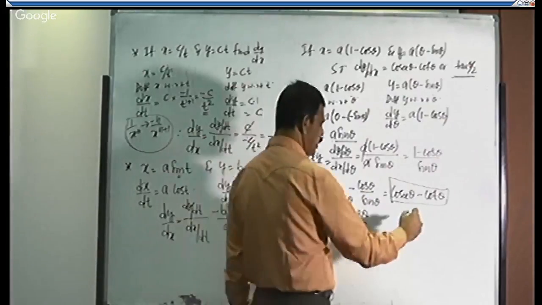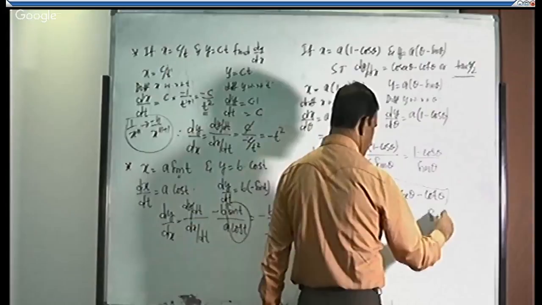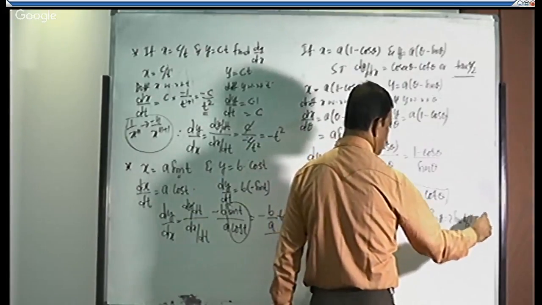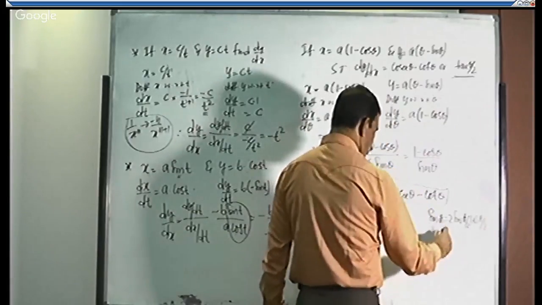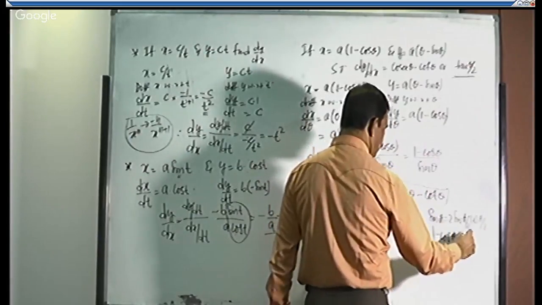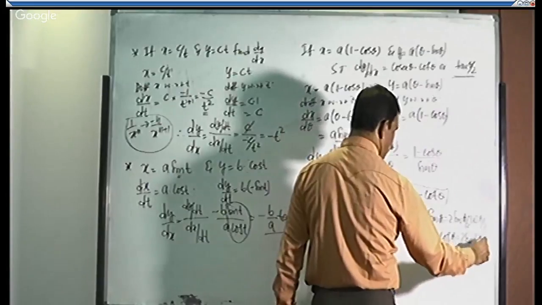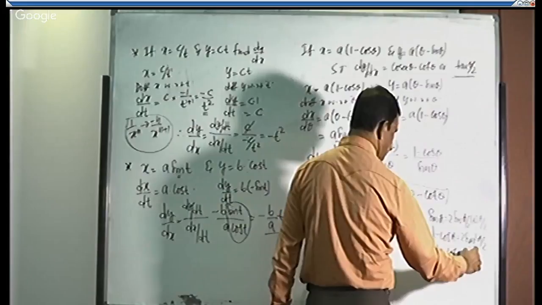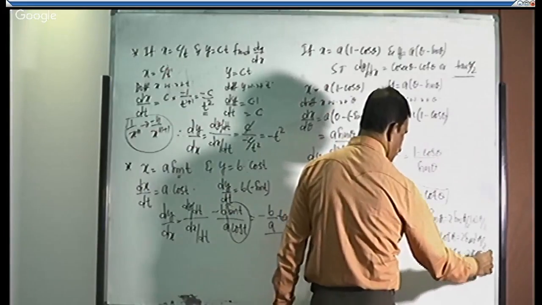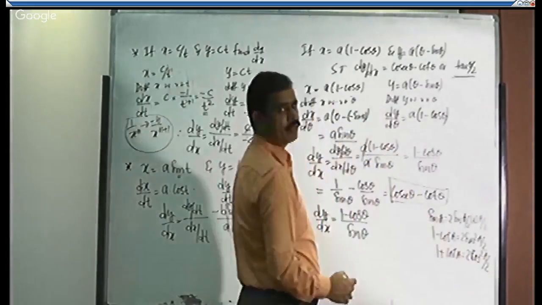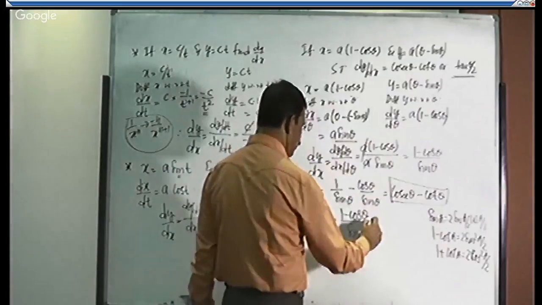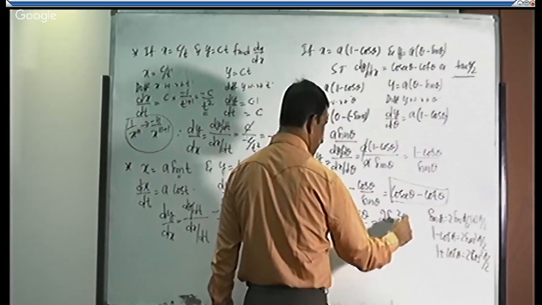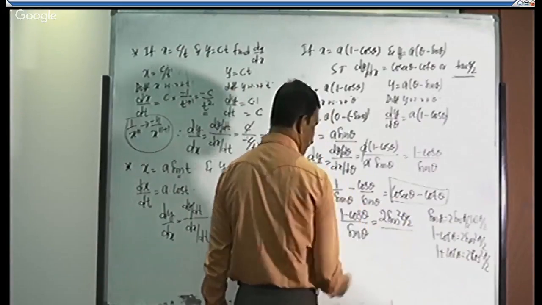We have the submultiple angle formulas. Sin A is equal to 2 sin A by 2 into cos A by 2. 1 minus cos A is equal to 2 sin square A by 2. 1 plus cos A is similar. They are important in integration as well as in differentiation. Use this: 1 minus cos theta is what? 2 sin square theta by 2, right?